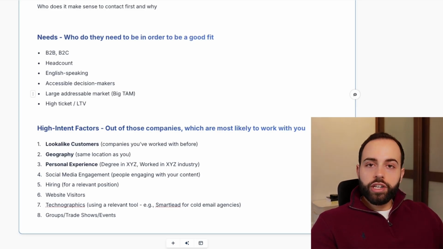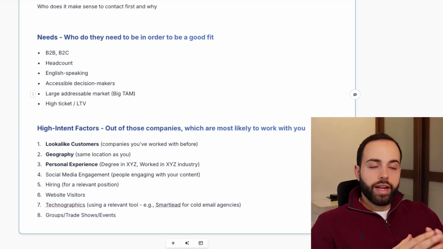If you do, then reach out to those people. You have a much higher chance of converting people who have already engaged with your content, as opposed to reaching out to cold audiences.